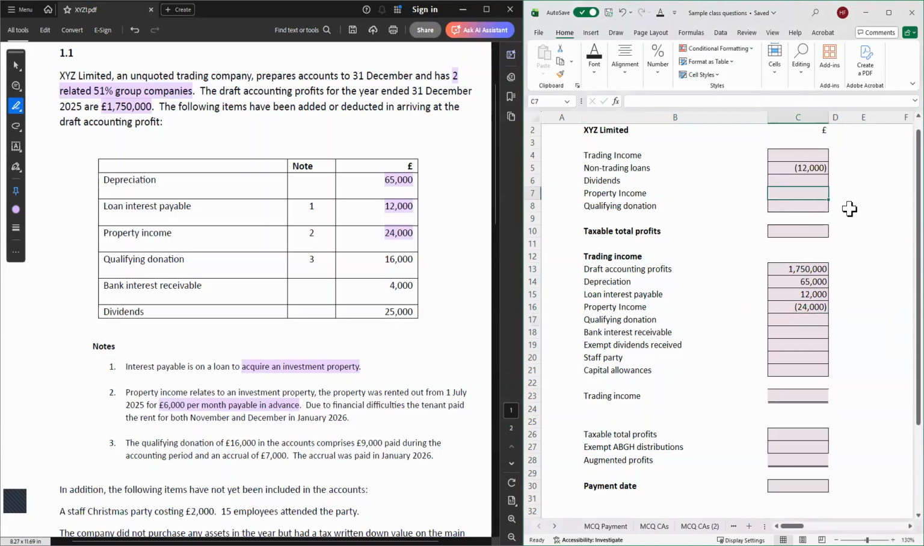And then when we bring in the property income up here, we need to bring in £6,000 a month for 6 months rather than just 4, as we know at the moment they've excluded November and December from the property income.